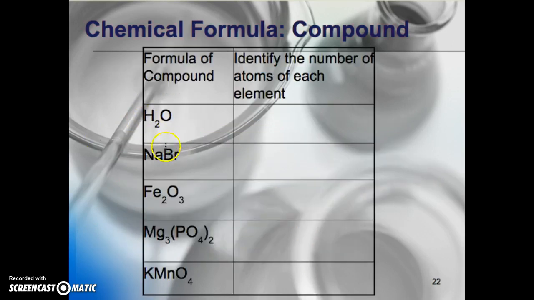So for example, let's look at another one. We have NaBr. There's no numbers here. Not that that means that there's none, but that means that there's 1. So I have 1 Na, 1 Br. Fe2O3 would mean I have 2 Fe atoms and 3 oxygen atoms. Mg3(PO4)2 means I have 3 Mg, and this parentheses I have to distribute the number in. So I have 2 P's and we multiply here, 8 O's. The last one, I have 1 K atom, 1 Mn atom, and 4 oxygen atoms.